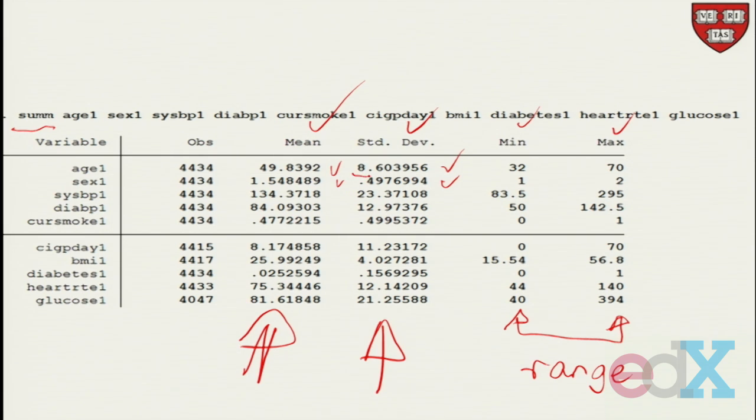So for example, if we look at the standard deviation around the age, it's 8.6, whereas the standard deviation around the glucose level is 21. So is 8.6 small and is 21 large? We don't know.